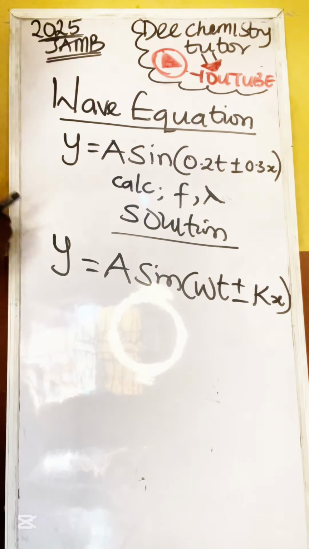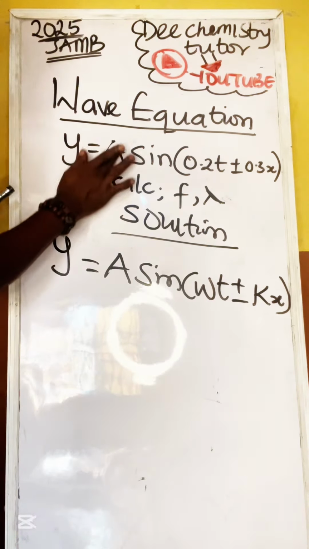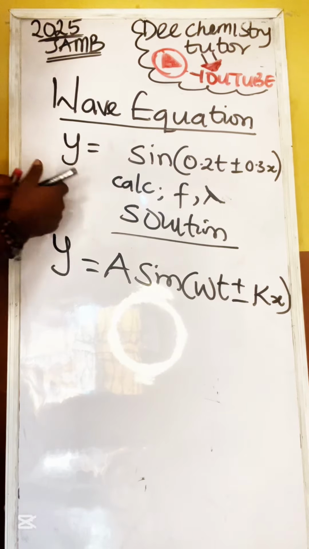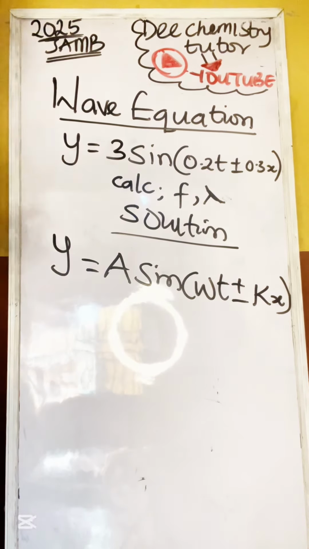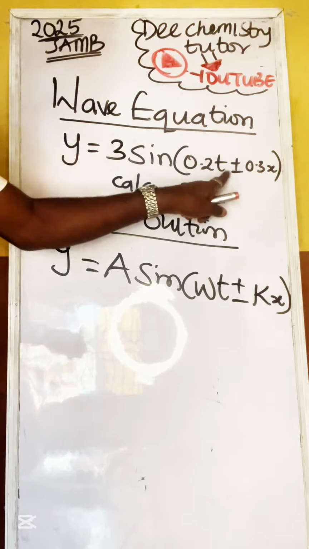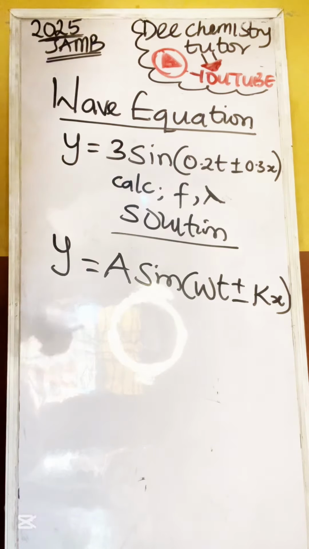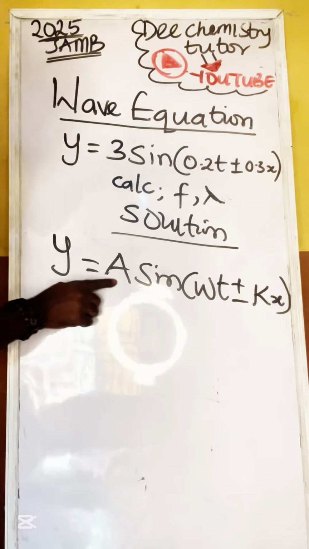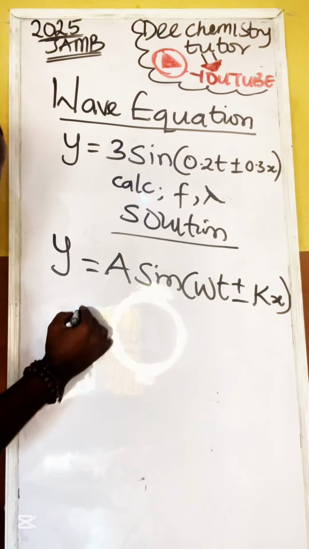Now, if you look at this, I can definitely always compare. Let me just change this. Let me change this, so let's say 3 sine 0.2t plus or minus 0.3x. Okay. Now, basically, this A you are seeing here is the amplitude.